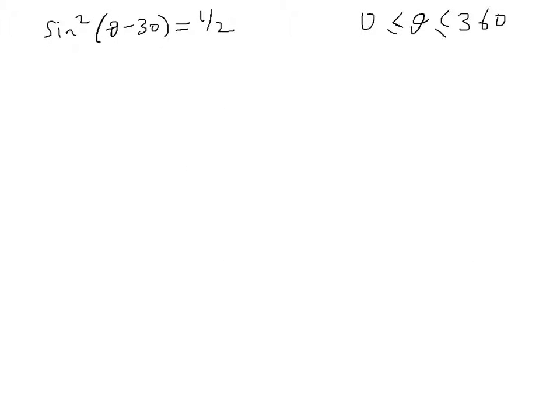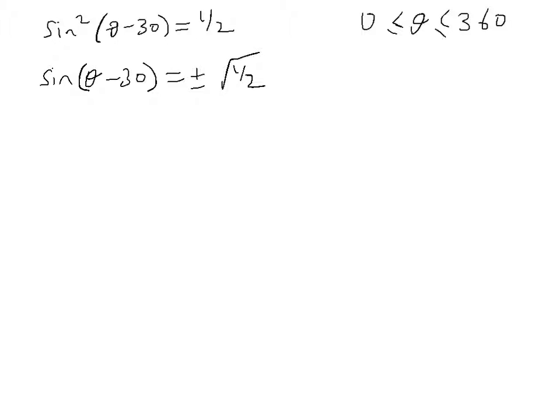Okay, so for part B of the exercise, we've got sine squared of theta minus 30 equals a half. We can start just by getting rid of that square sign. So we've got sine of theta minus 30, and whenever we take the square root, we have two values, a positive and negative, and so we've got square root of a half. So you've got two possible values there.